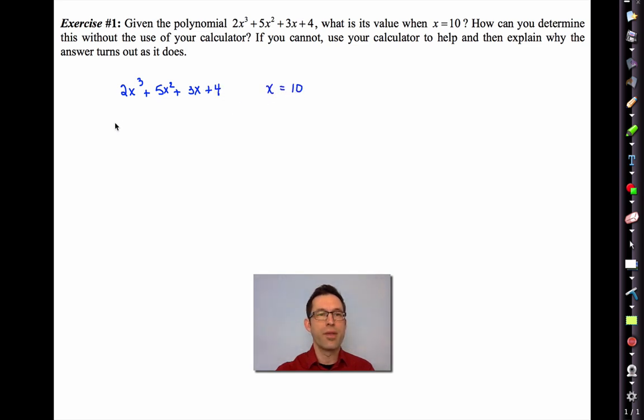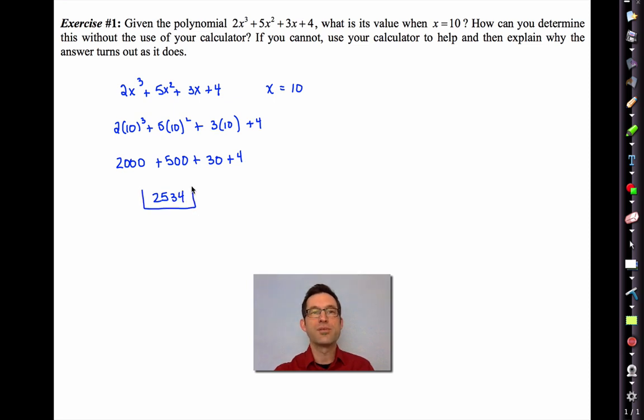then hopefully what you know is that what we really have here, 10 cubed by definition, is 1,000. 10 squared by definition is 100, then multiplied by 5, and then obviously 30 and 4. So this is 2,534 when x is 10.